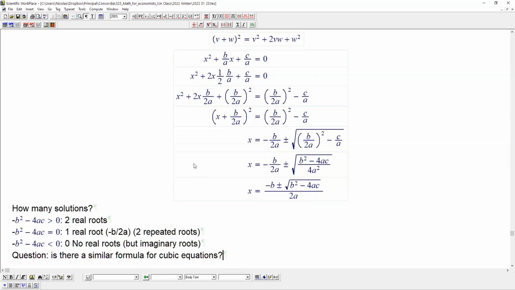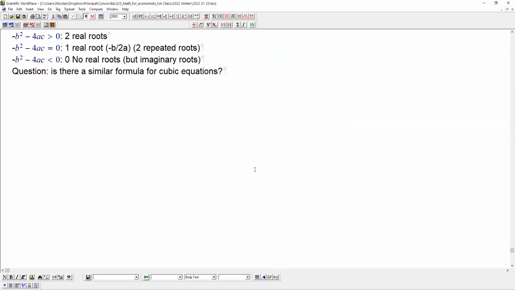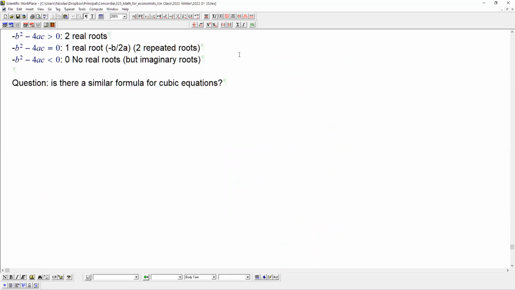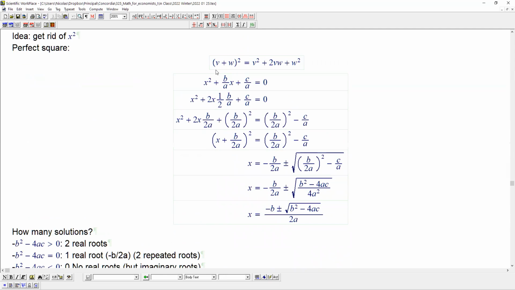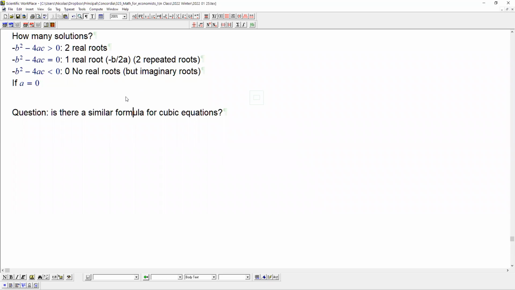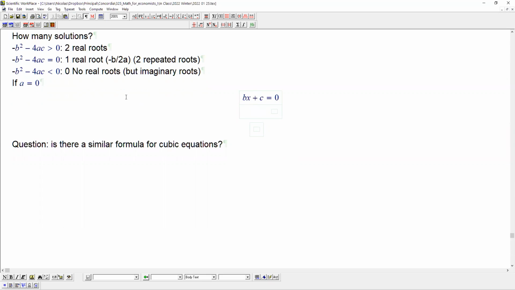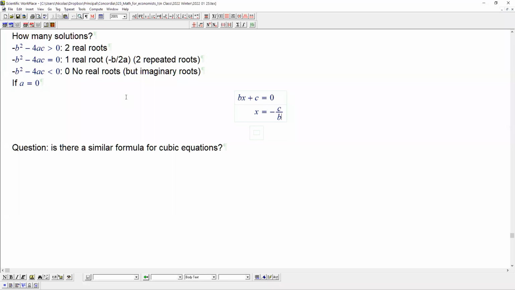Yeah, that's good. So if a is 0, what does that mean? Well, it means I have a simple x equals... if a equals 0, then I'm left with this, right? So I have x equals minus c over b. Yeah, so that's easy. Yeah, it's linear, exactly.